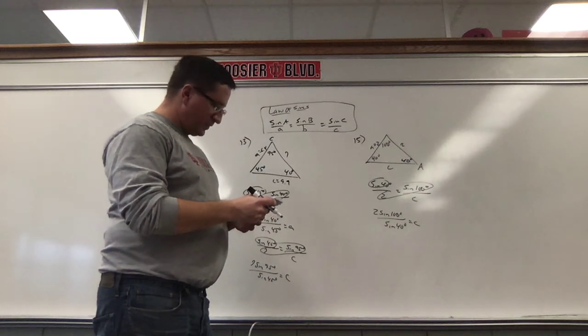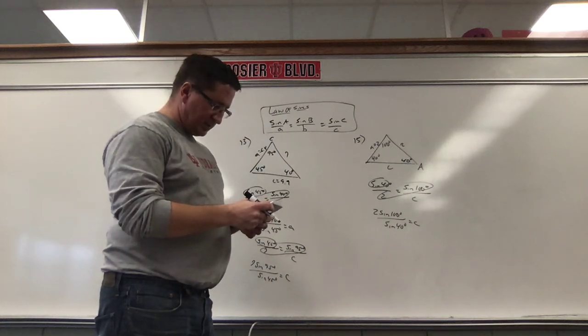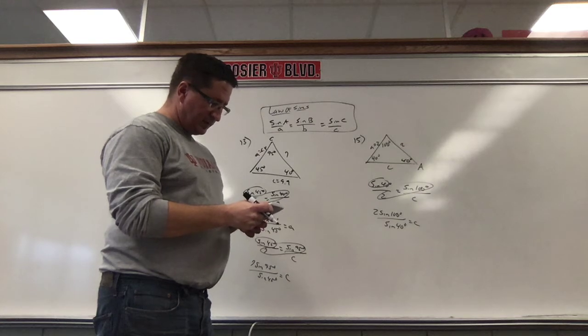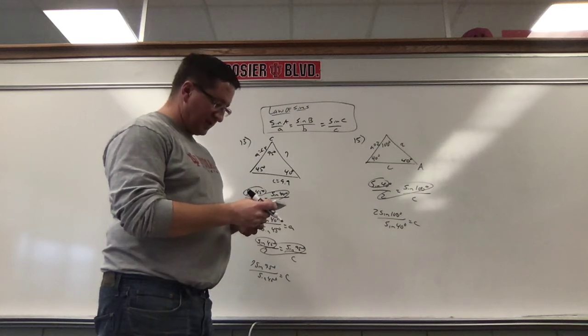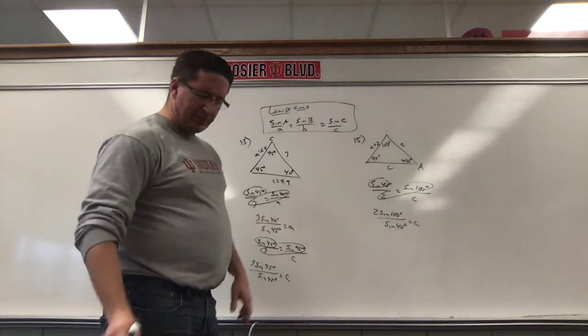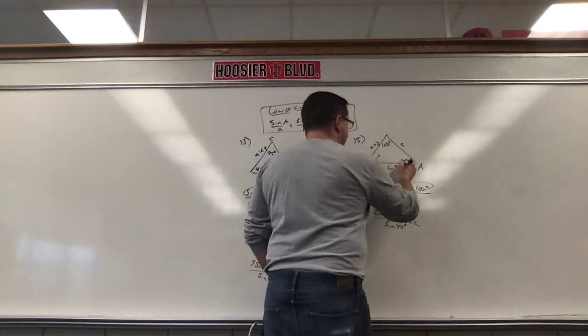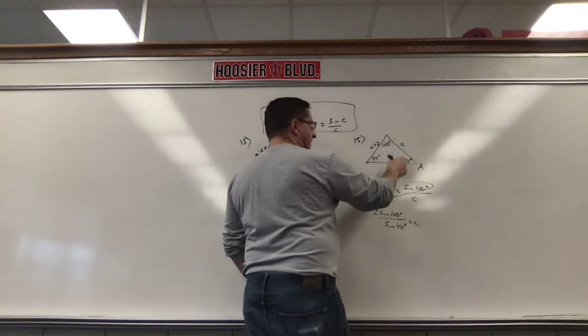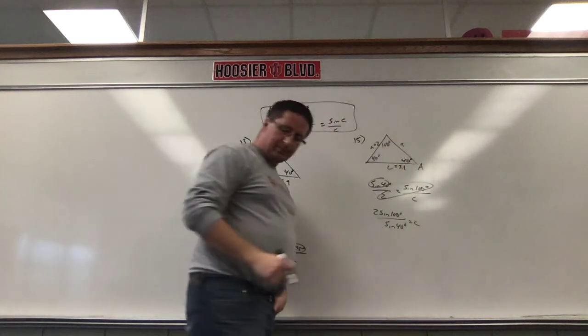Let's do it again. 2 sine 100 divided by the sine of 40. That's better, about 3.1. So about 3.1. And that's the biggest angle, that's the biggest side, so looks good.